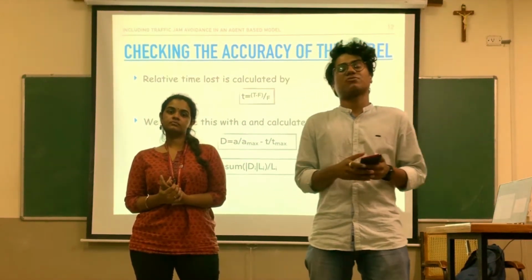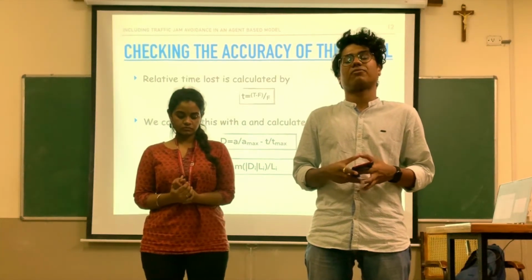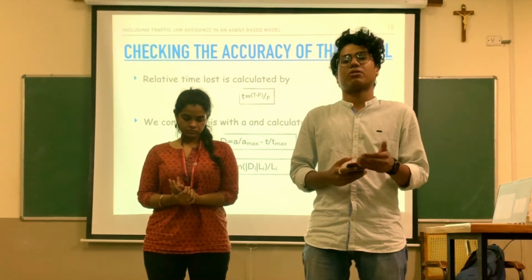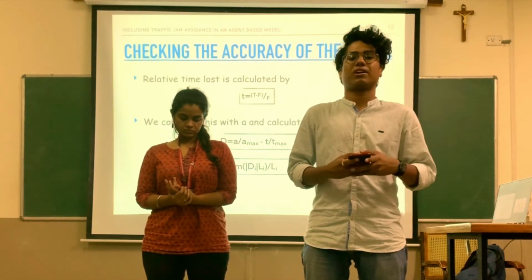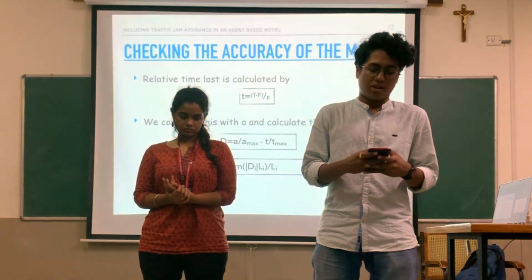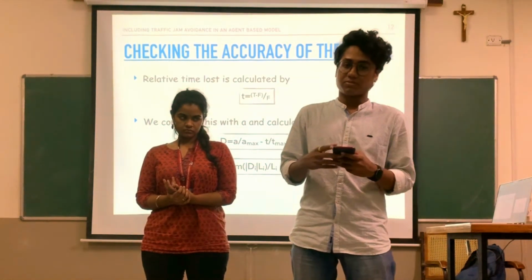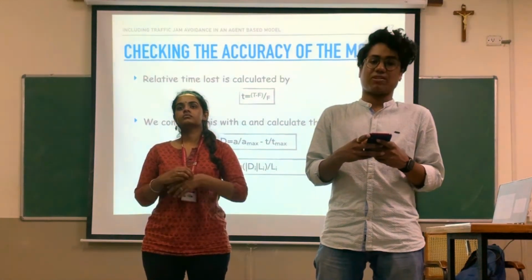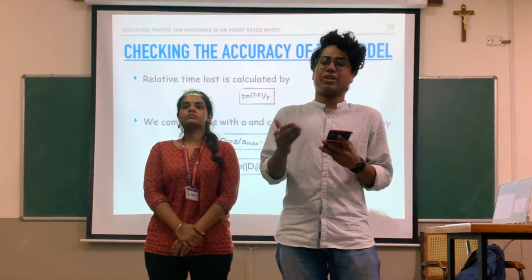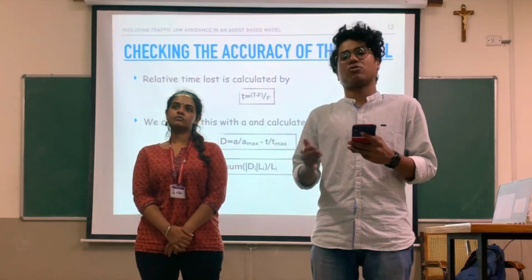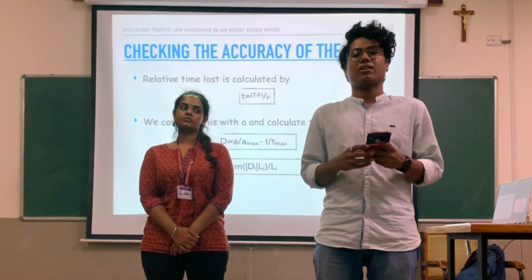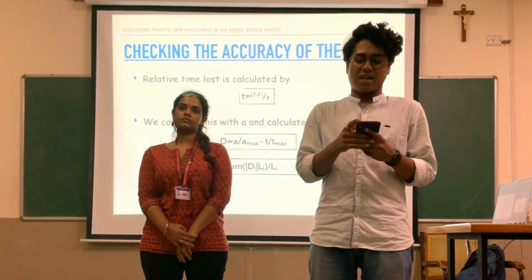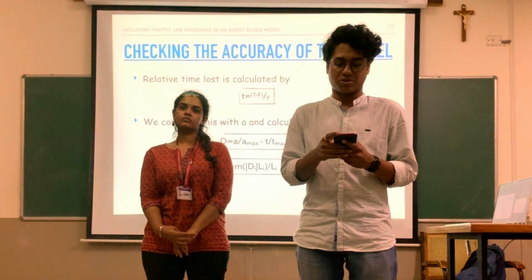T stands for relative time lost, where you have time at peak hours minus time on a general day, divided by time on a general day. So this gives you the relative time lost for the real life scenario. Whereas for the model that we have created, we have our load factor A. So now we subtract these two for each of the road networks, which gives us D. Then we calculate the D average over the whole day for each of the roads, and then sum it up. So this is our error for each of the roads.